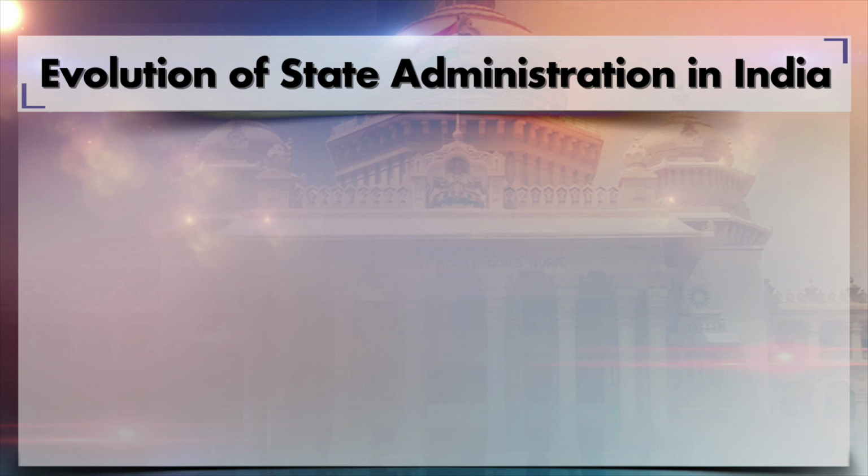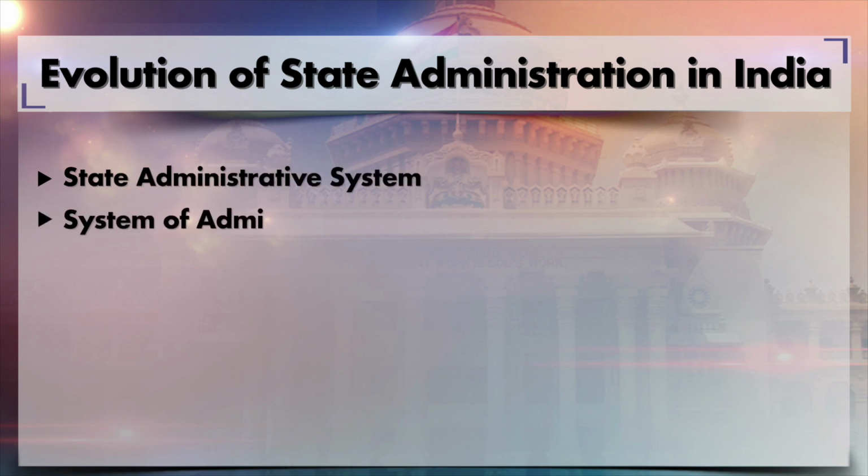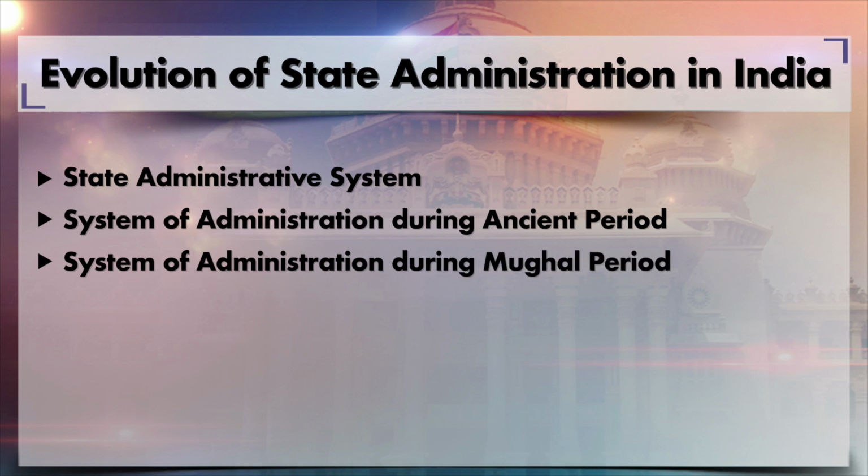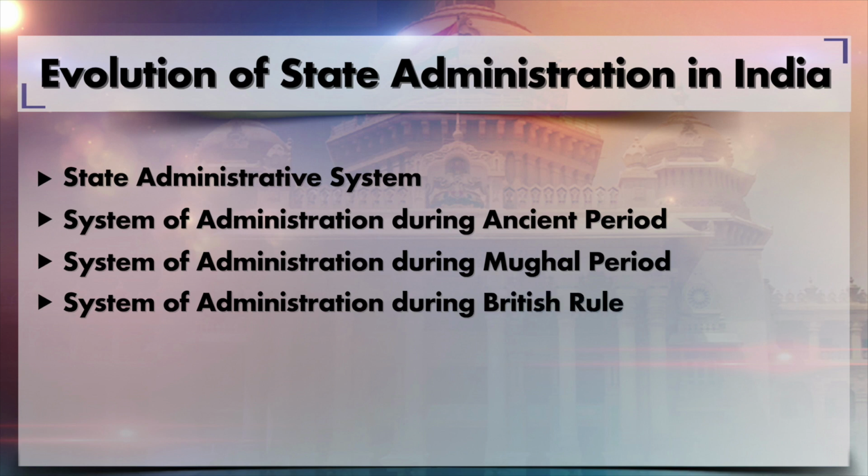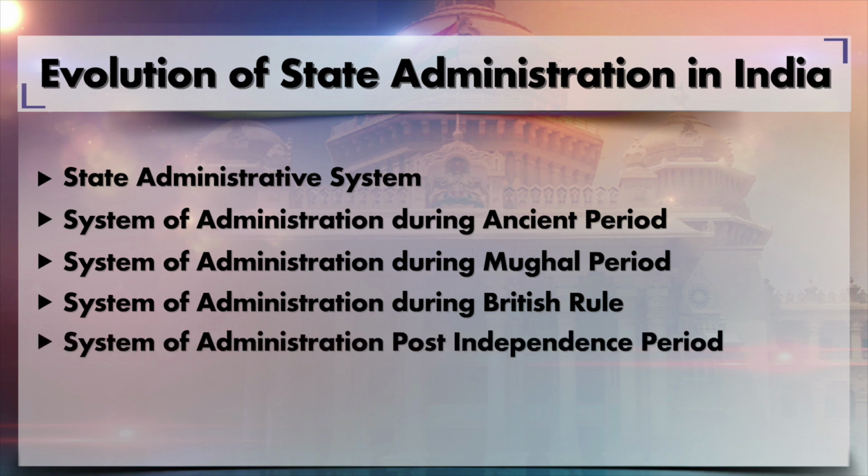First of all, I would like to introduce the state administrative system. In the second part, we will discuss the system of administration during the ancient period. In the third part, we will discuss the Mughal period. In the fourth part, we will discuss the evolution and growth of state administration during the British period. In the fifth part, we will discuss the changes or the system we have evolved and established after independence. So, let's take up the introduction, that is the first part.